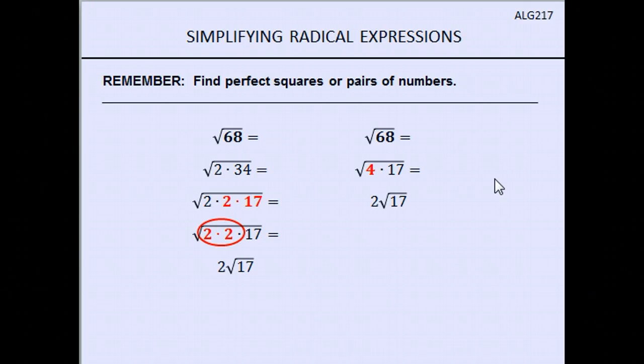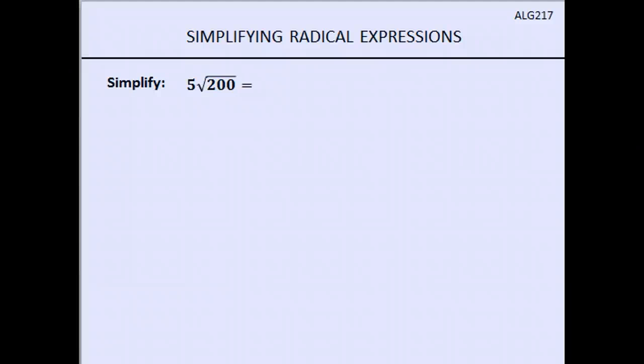Now, if we recognize perfect squares, we can see that we can break down 68 into 4 times 17, 4 being the perfect square, which means we know the square root of 4 is 2, so we can pull the 2 out from under the radical, and the 17 stays there. You'll notice that if you can recognize your perfect squares and pull them out, that makes your problem a lot less complicated. So you should know and be able to recognize your perfect squares.